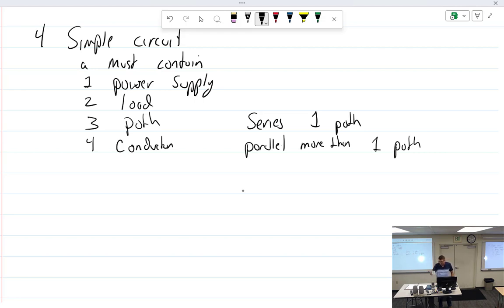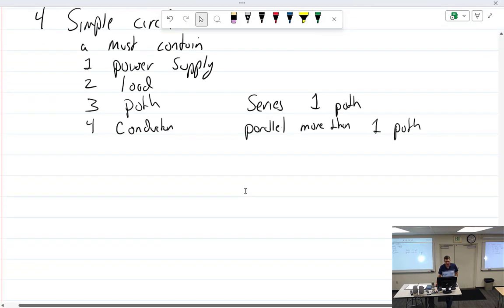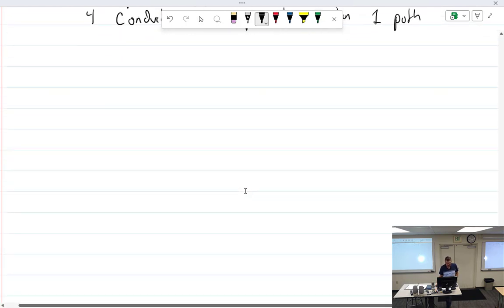And then they burn. All right, let me see. A simple circuit. All right, Ohm's Law. Ohm's Law.